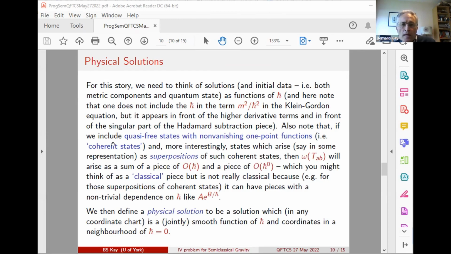And also note that if we include quasi-free states with non-vanishing one-point functions, which is something we want to do, in other words, coherent states, and more interestingly, if we include states which arise, let's say, in some Hilbert space representation as superpositions of such coherent states, then the expectation value of the stress energy tensor will, if you think about the dependence on hbar, arise as a sum of a piece of order hbar and a piece of order hbar to the 0, in other words, a piece which doesn't go to 0 as hbar goes to 0, which you might think of as a classical piece, but it's not really classical, because, for example, for those superpositions of coherent states, it can have pieces in it with a non-trivial dependence on hbar, like this formula here.